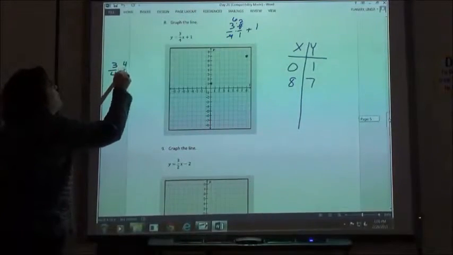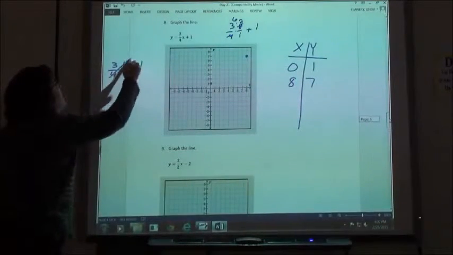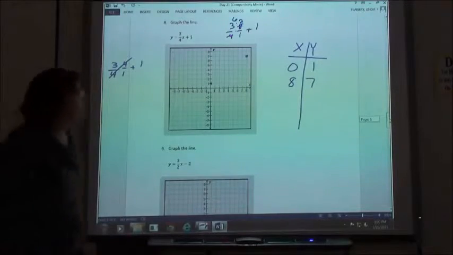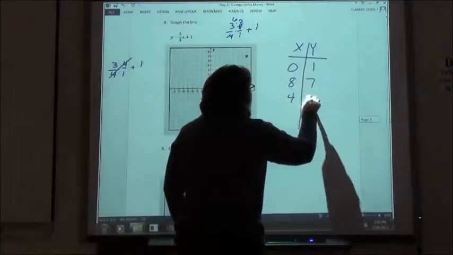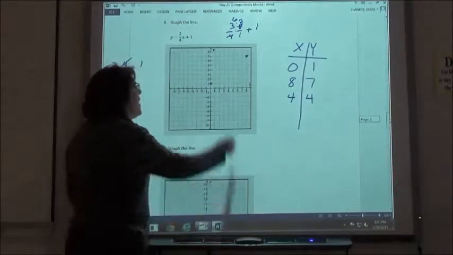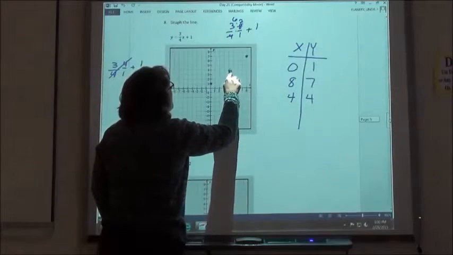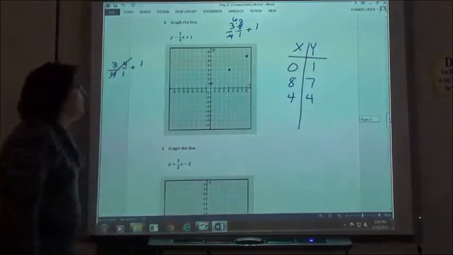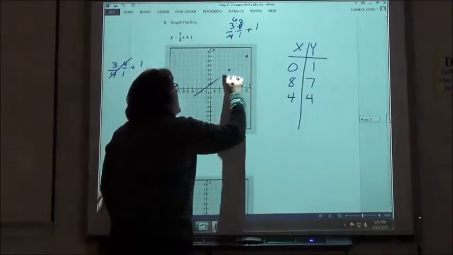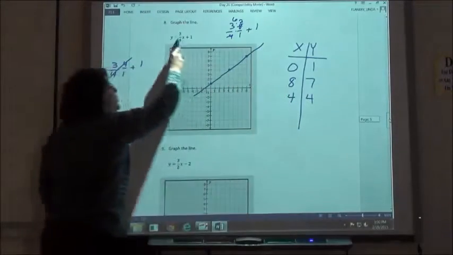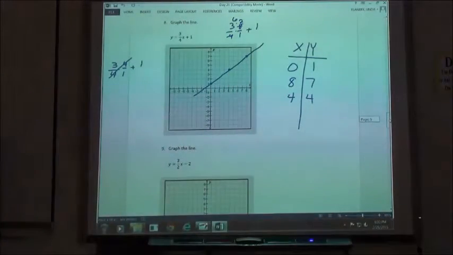3/4 times 4 over 1 plus 1 would give me 4. 3 plus 1 is 4. So when we put 4 in for x, we got 4 for y. Over 4 and up 4. Now we can connect our dots and draw our line. And again, our slope was positive, and that's why it's going uphill as we go from left to right.